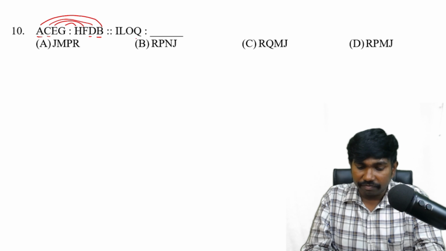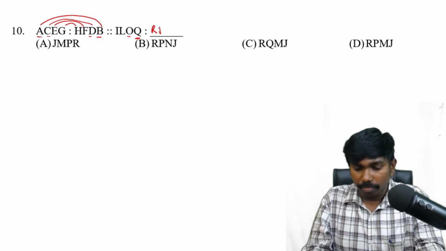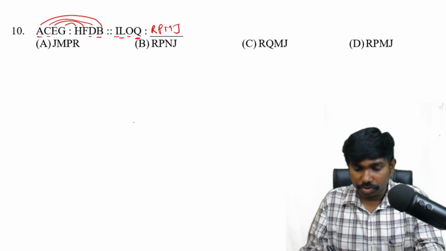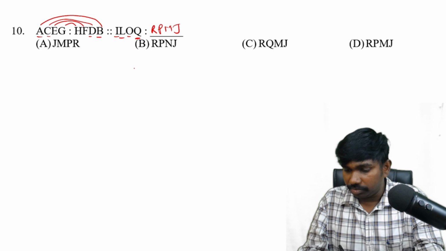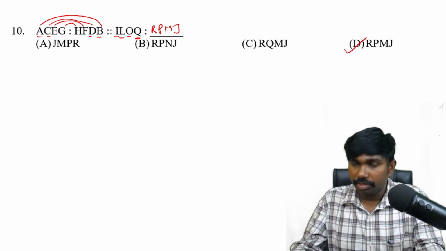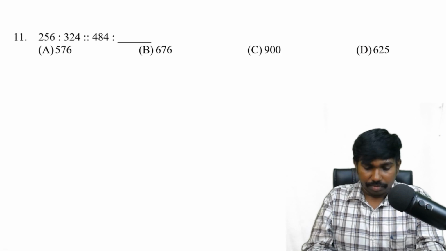So let us start from Q. Q, R, O, P, I, L, M, I, J. So answer is R, P, M, J. That is option D. Okay, next.